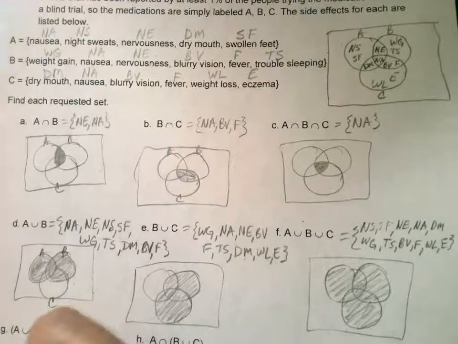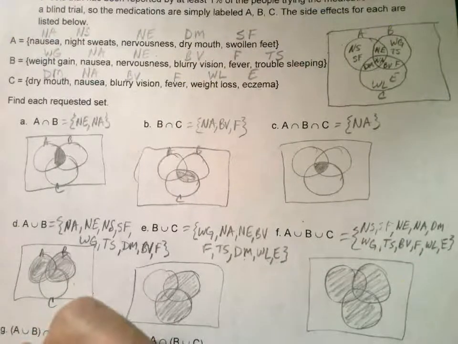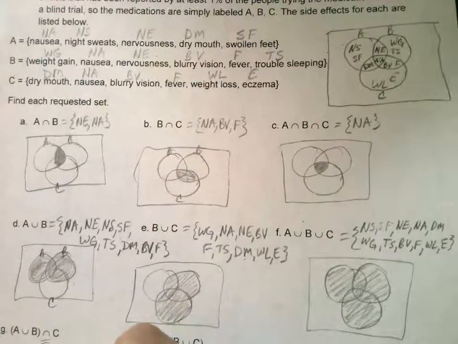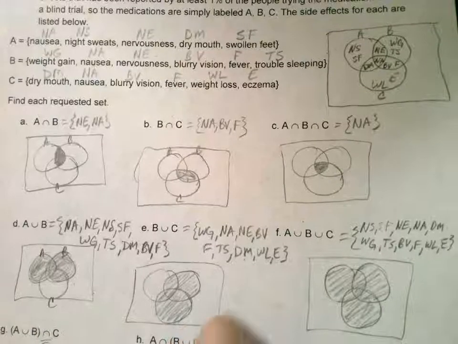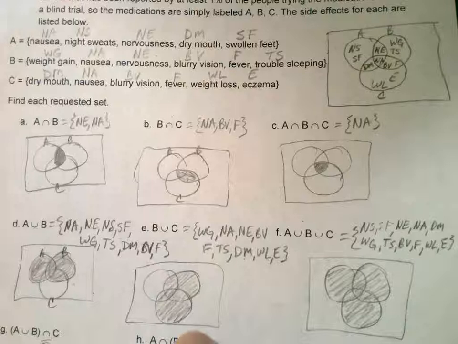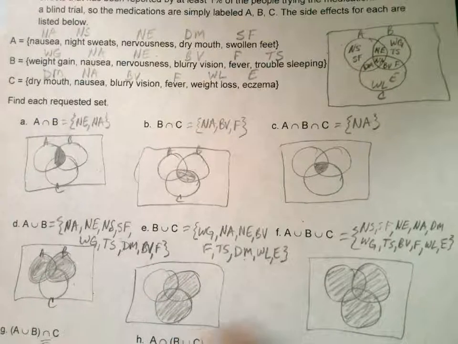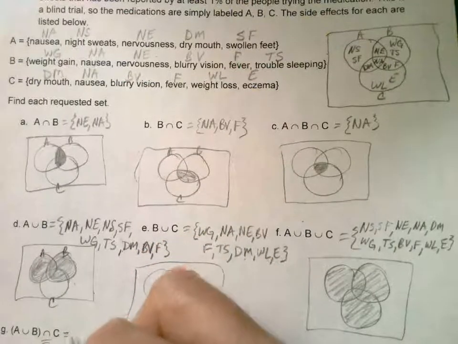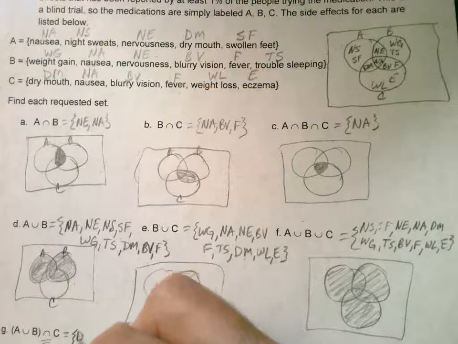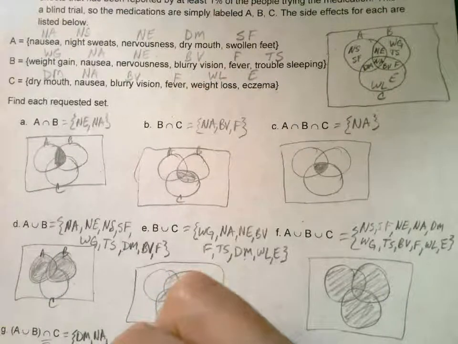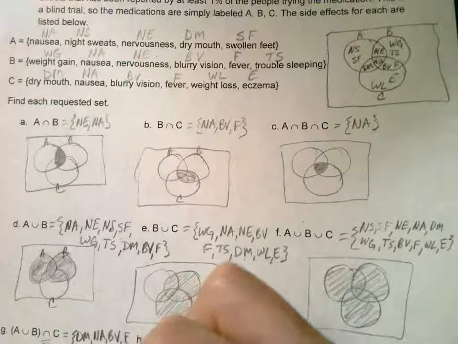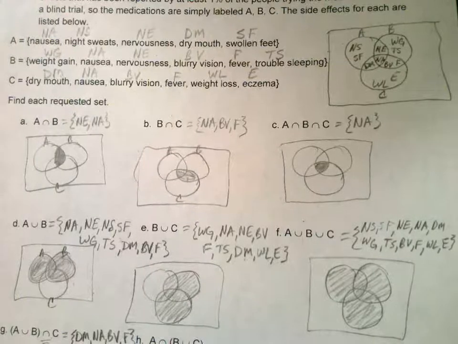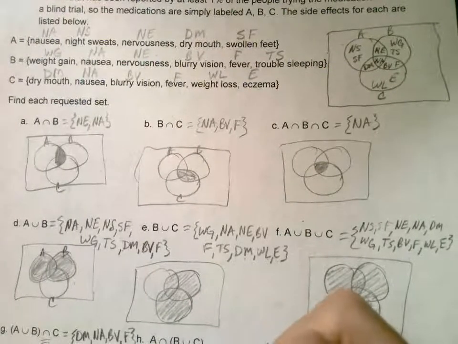This is the union of A and B. I'm going to see where they overlap each other, which looks like just in here. So I think what we're talking about is just here. Okay, so what's just there? That is where we have dry mouth, nausea, blurry vision, and fever. That's it. Okay. I do like the drawings better.